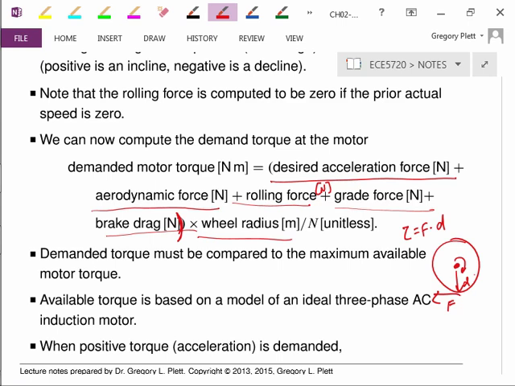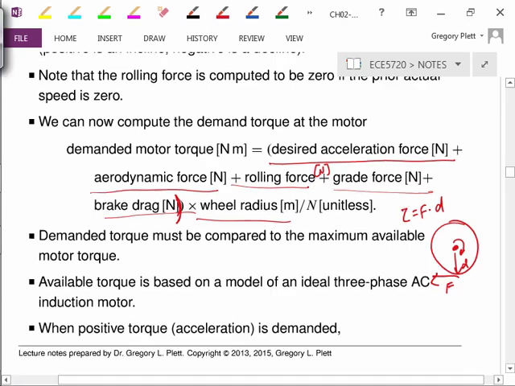This is how much torque we want. Now, can we get it? The motor specification is going to put limits on the maximum torque that we can achieve. And so we have to compare the demanded torque with the available maximum torque, and we have to take the minimum in an unsigned sense of those two values. And we base the available torque on a model of an ideal three-phase AC induction motor, and that's what we looked at in the last section with a picture.